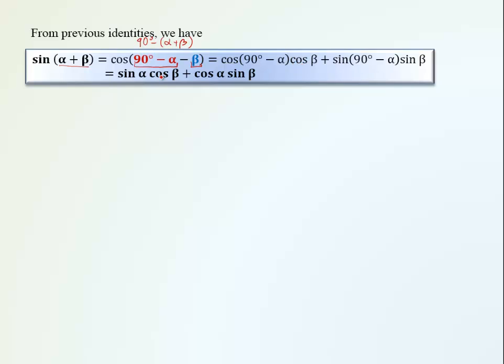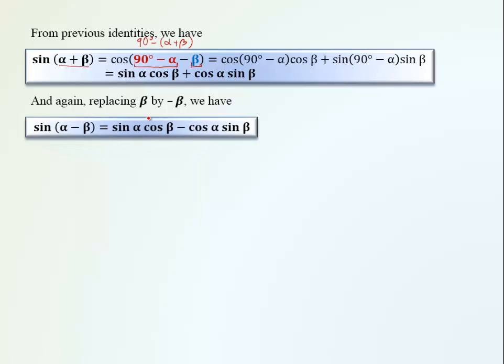Then we have cosine beta. Then sine of 90 minus alpha is the same as cosine of alpha, and sine of beta. So overall, we created a new formula. Sine of sum of angles is sine of first cosine of second plus cosine of first sine of second. So that's another formula for your list of formulas.